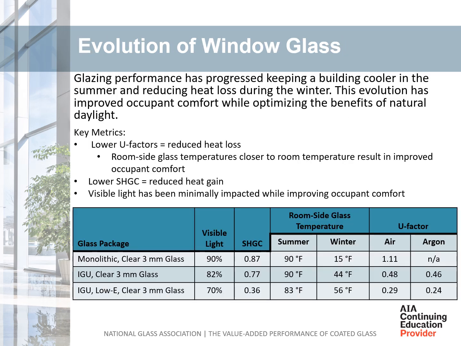The evolution of window glass has improved comfort, energy efficiency, and the lifespan of typical home furnishings. Heat loss is reduced with lower U factor. The table shows step improvement in performance as you move from monolithic to IGU to coated glass in IGU. With insulation, glass temperatures are closer to room temperature, which improves occupant comfort.